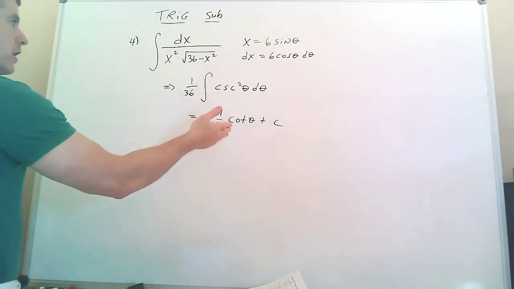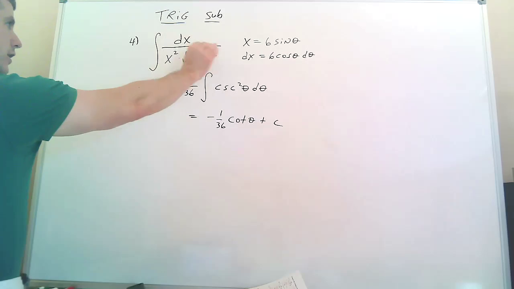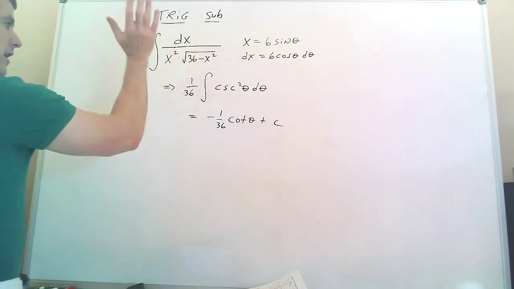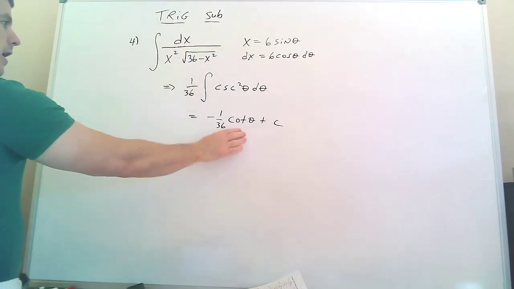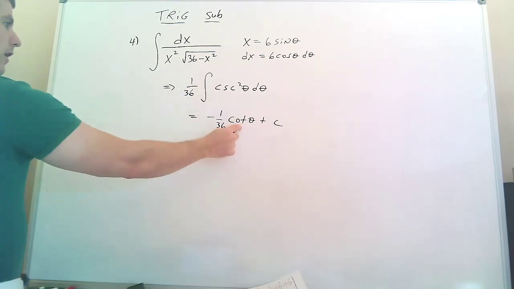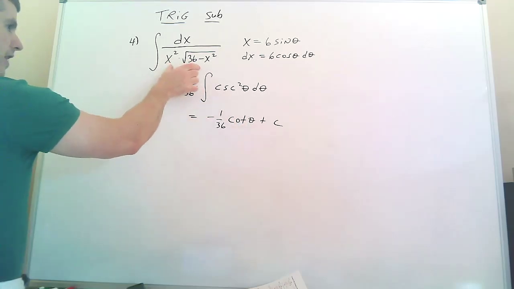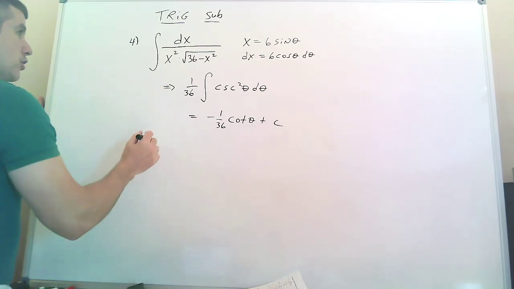Look, the problem is done. You've integrated it. You started with something that you could not integrate. You replaced it with trig functions, got rid of the radical, and you integrated it. But now I have to put it back the way that it was. This most certainly does not look like this. So I'm going to have to draw a triangle.